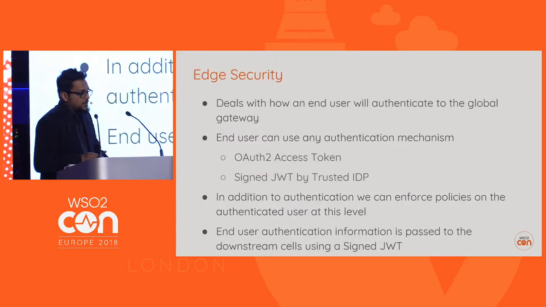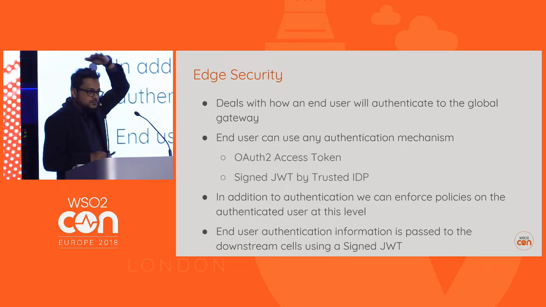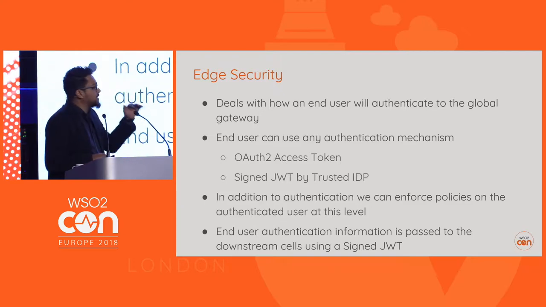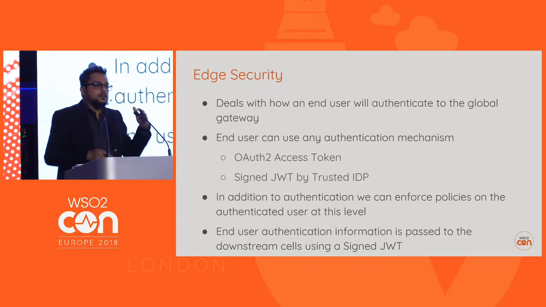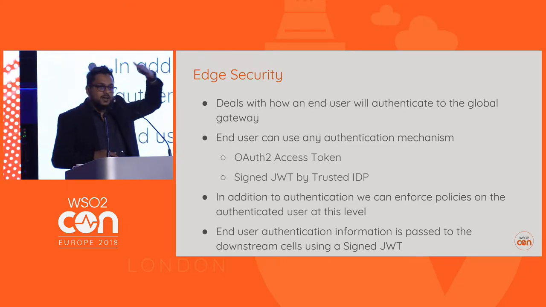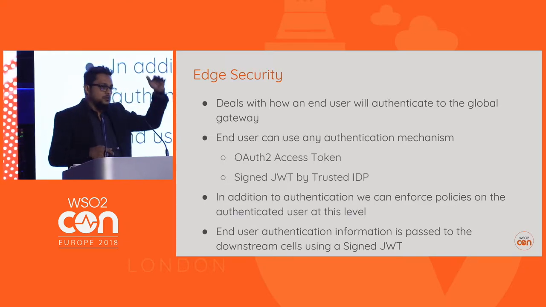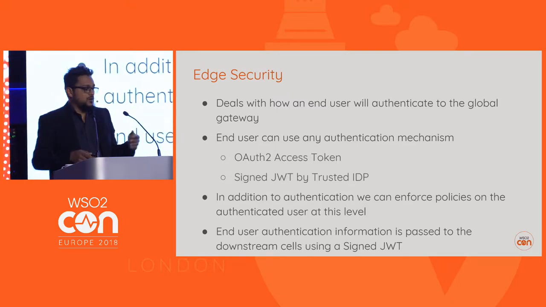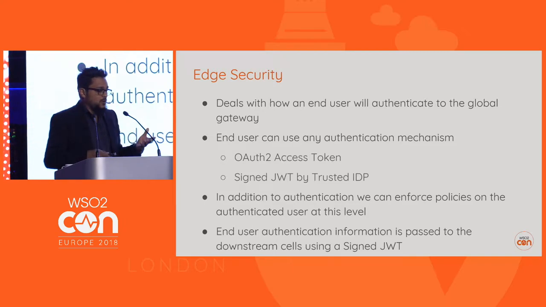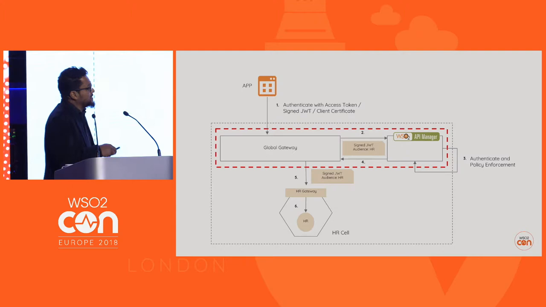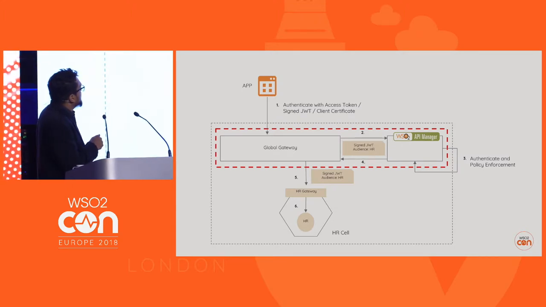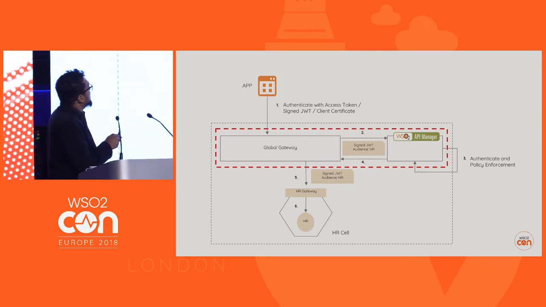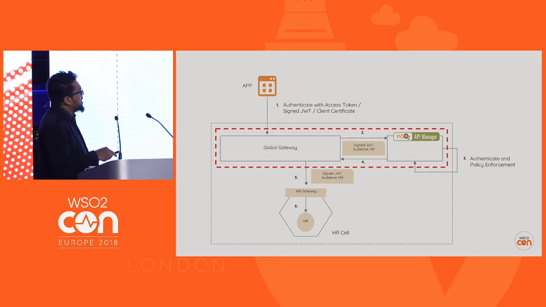First we have to talk about edge security. Edge security is at the global data plane, right? It deals with how the user will authenticate with the global gateway. This is via your mobile app or your web app authenticating and presenting an access token. You can present maybe an OAuth 2 access token or a signed JWT, and you can enforce authentication policies and so on at this level, right? So this is the first part of that particular deployment. We have the data plane, and we are talking about this aspect. The first step is the user authenticates with an access token, and the call comes in. At the global gateway level, this call is forwarded to the API manager, which authenticates and does the policy enforcement.